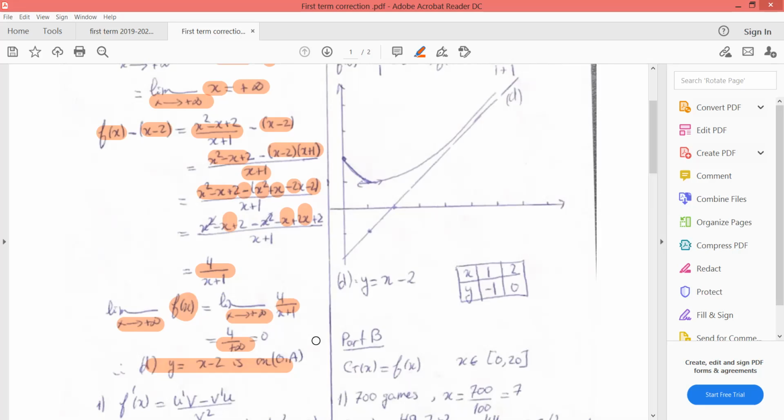Any questions about this part? No. No. Are you taking notes? Well, no. Yes.